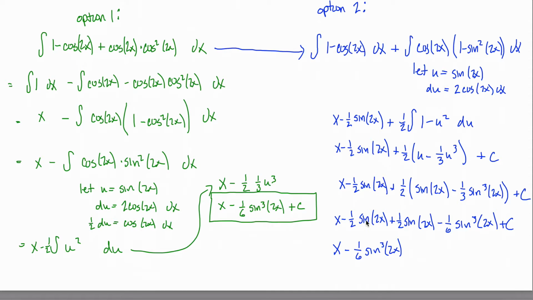But what you'll see is you have a negative 1/2 sine of 2x and a positive 1/2 sine of 2x. Those guys cancel, and sure enough, we'll get the same answer that we came up with before. All right, maybe I even put a little arrow here.